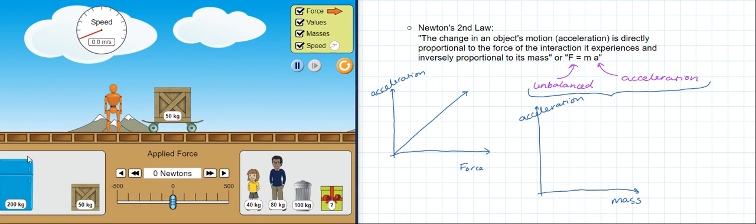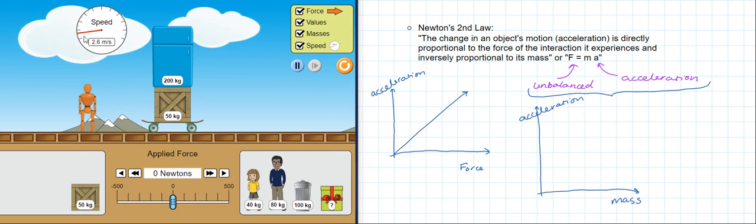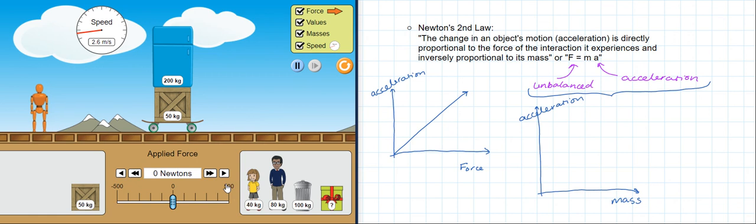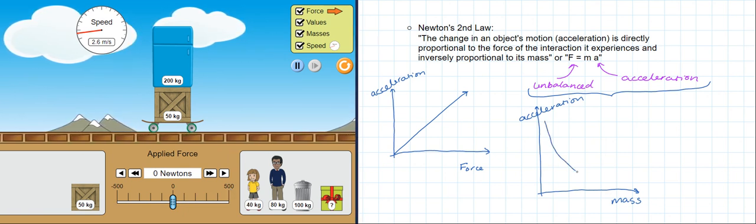let's try something else. I'm going to put a 200 kilogram fridge on top of this. So now I've got much more mass, and I want to see what the acceleration is if I push with the same force of 500 newtons. So I pushed for about the same amount of time, and you can see clearly it did not accelerate as much. So its velocity did not change by as much, even though I pushed with the same amount of force. And so what we see is that the more mass there is, if you keep the same amount of push, the less acceleration you'll have. And this is actually an inverse relationship that looks like this.